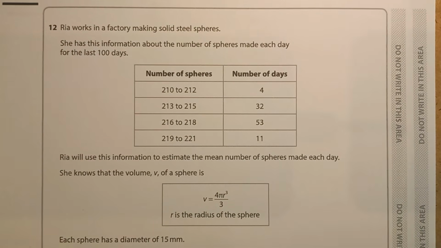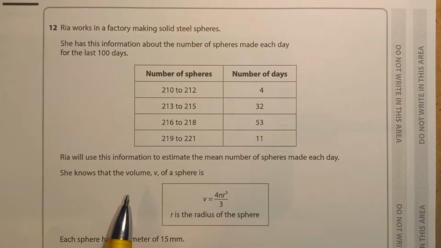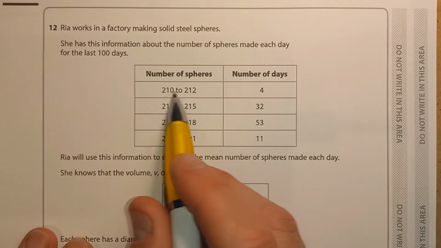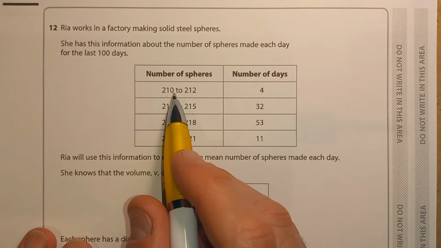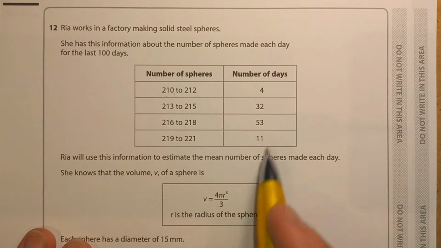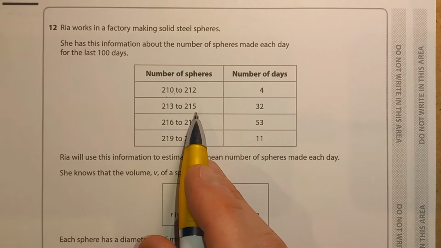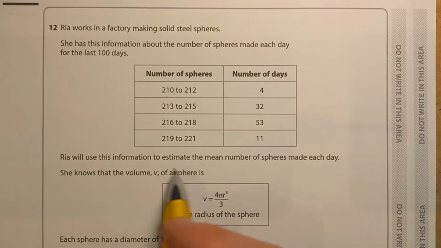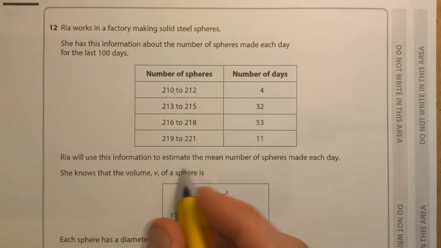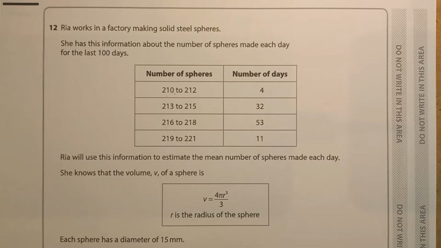And finally, question 12. Ria works in a factory making solid steel spheres. She has this information about the number of spheres made each day for the last 100 days. So there were 4 days when they made between 210 to 212 spheres. There were 32 days where they made between 213 to 215 spheres, and so on.